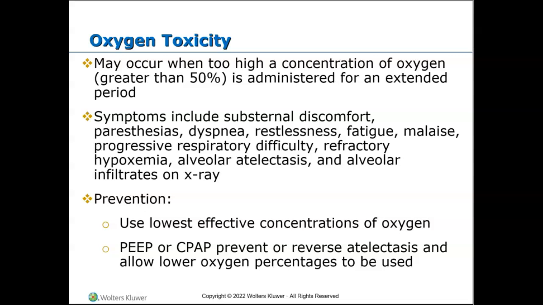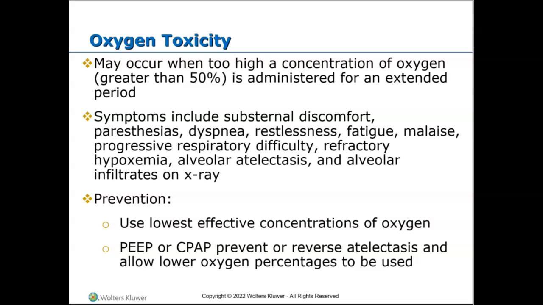And the symptoms include a patient who has respiratory difficulty, fatigue, malaise, restlessness, dyspnea, paresthesia. They could have chest discomfort. And then it progresses where they're literally having progressive respiratory difficulties. Then we call that refractory hypoxemia. The lung tissue will start collapsing. They may have atelectasis. They may have the full-blown lung collapse, right? And they may have infiltrates, and that can be seen on an x-ray, right?